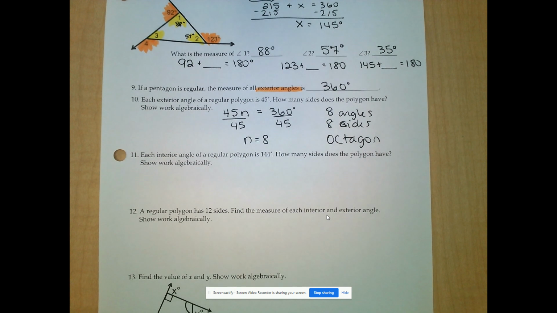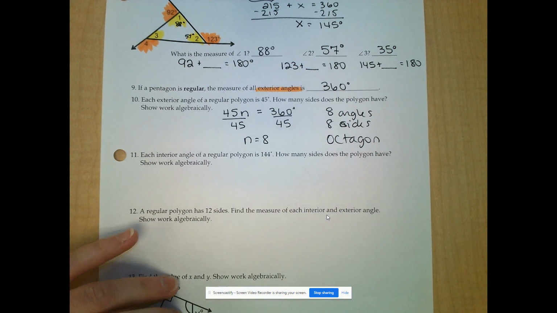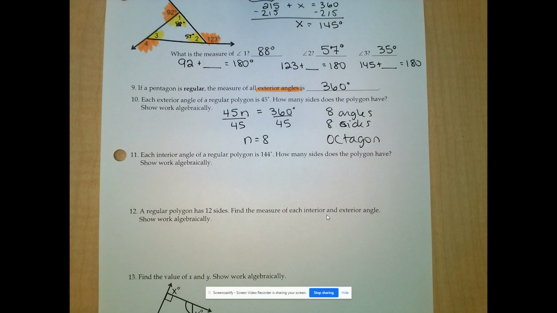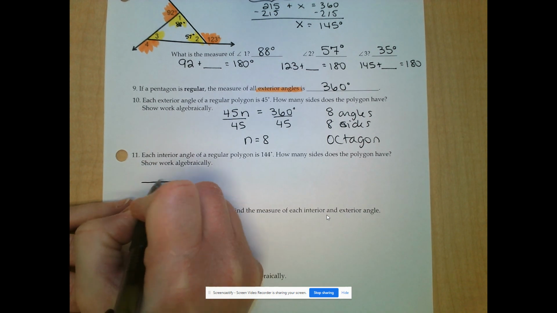Each interior angle of a regular polygon is 144 degrees. How many sides does the polygon have? Show your work. So the interior angles are 144. It is a regular polygon, so each interior angle of a regular polygon is 144. So let's just picture this.